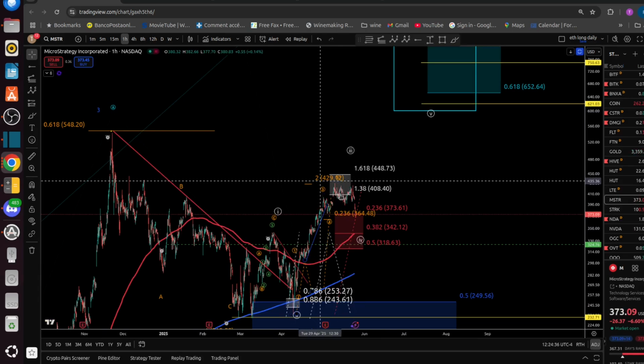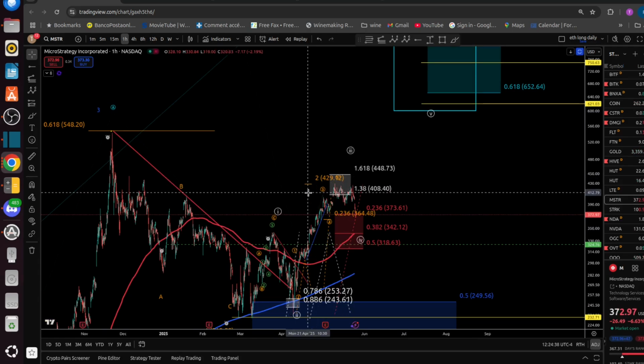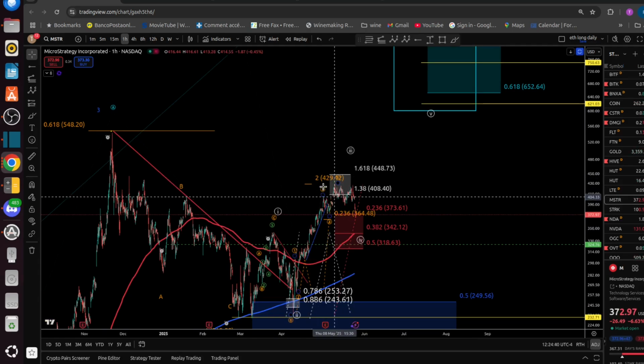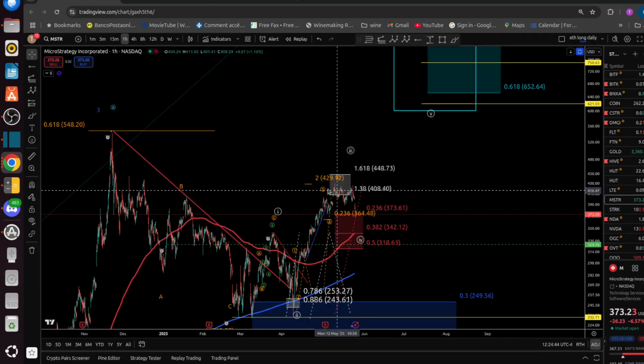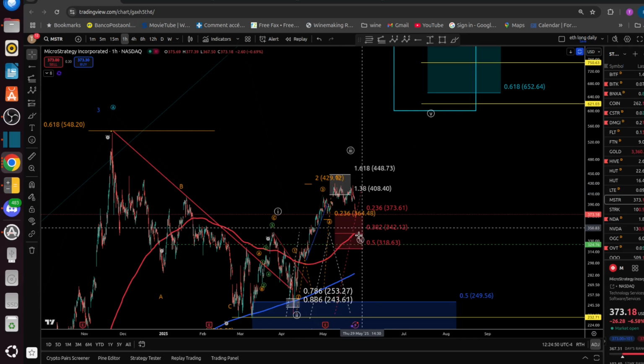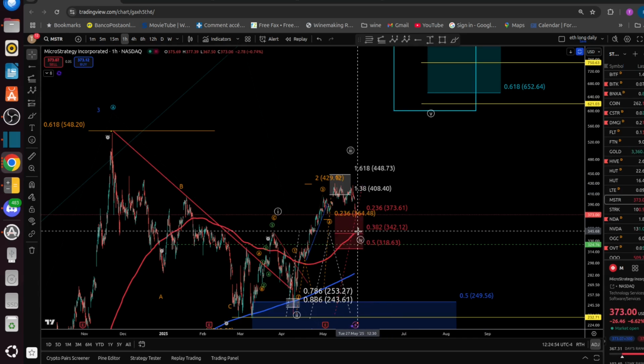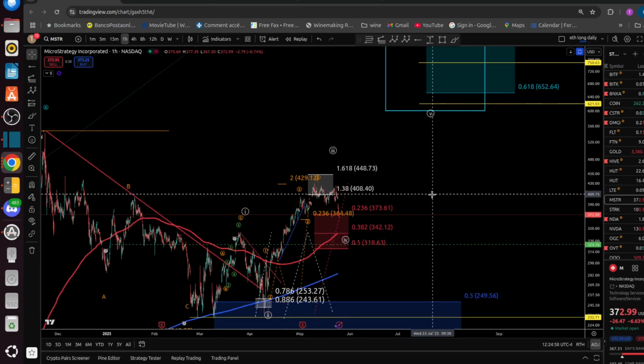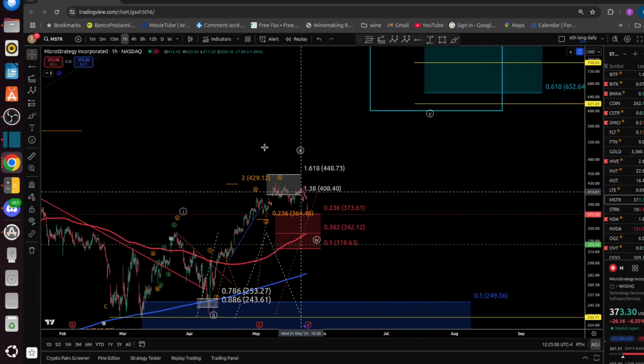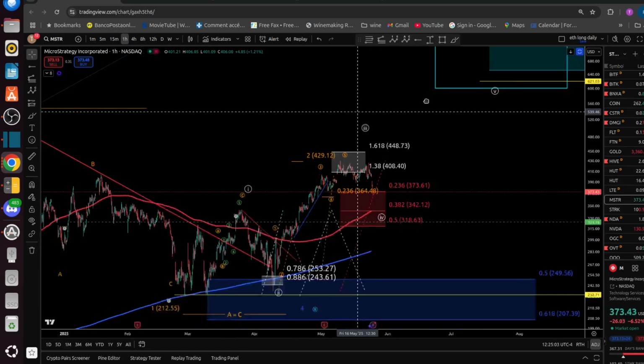I did well. I mean, if you are part of the Discord channel, I do share my trades. I did share when I was taking profits on MicroStrategy. I was very happy. I'm still very happy. And now I would say 342, I'm going to jump back in a little bit, depending on the structure of this pullback as well.